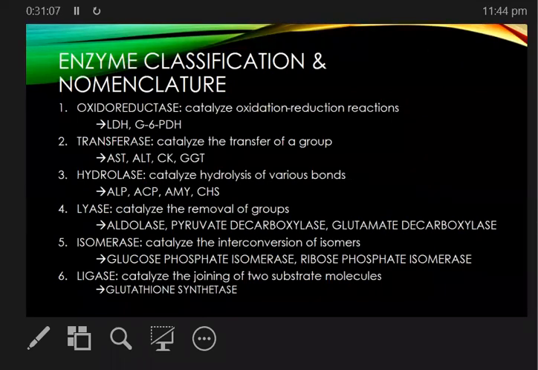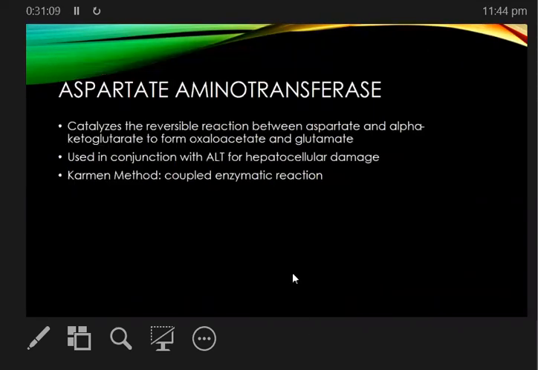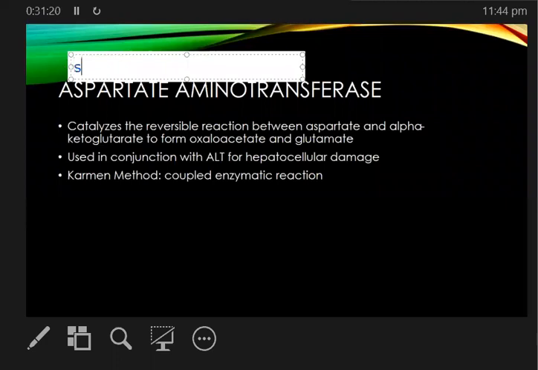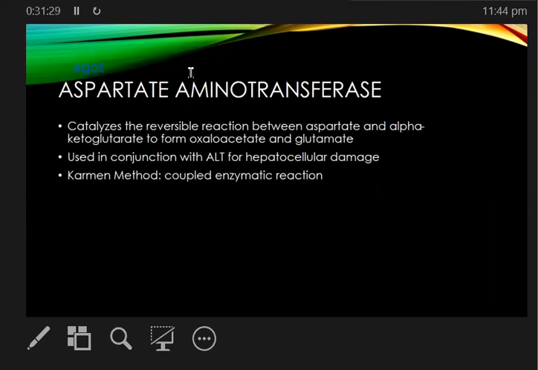So now I have listed some important enzymes that we have to discuss. First we have our AST. What is the old name of your AST? Yes, of course. The old name is serum glutamic oxaloacetic transaminase. The old name will tell us the reaction that is involved.